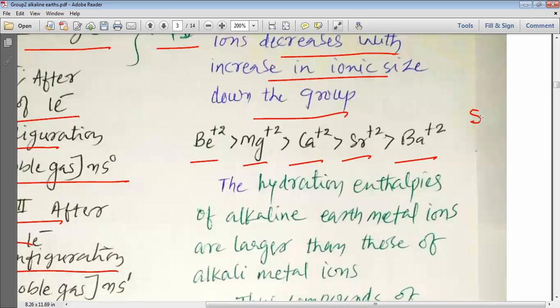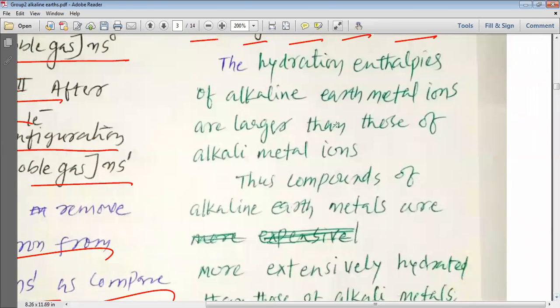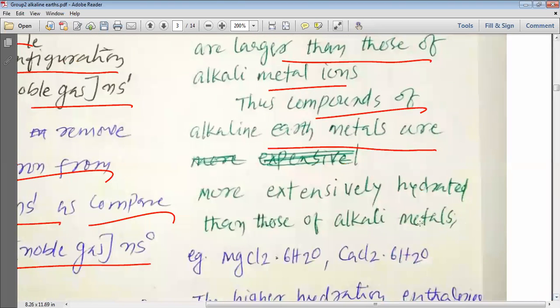This hydration enthalpy depends upon the charge to size ratio. Going down the group, the size increases, and that is why the charge to size ratio decreases, and that is why the hydration enthalpy decreases. Let us study it. The hydration enthalpies of alkaline earth metal ions are larger than those of the alkali metals. Thus, compounds of alkaline earth metals are more extensively hydrated than those of the alkali metals.